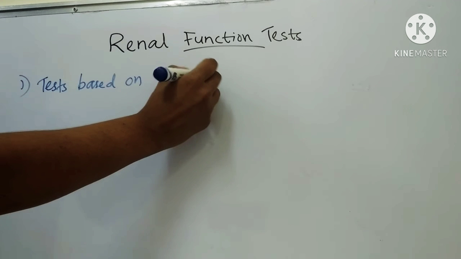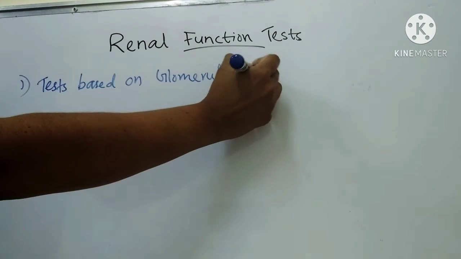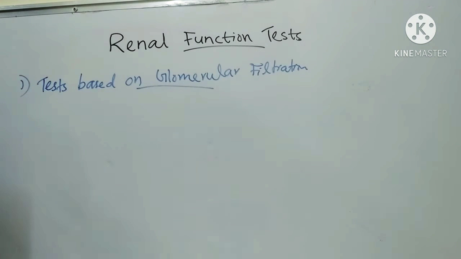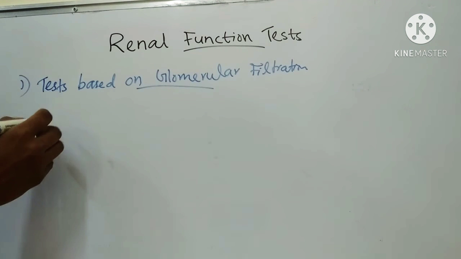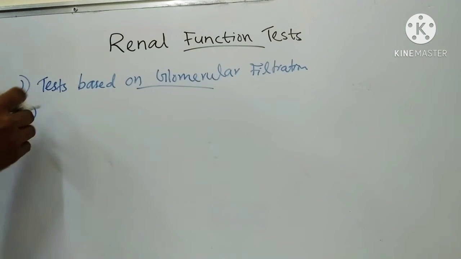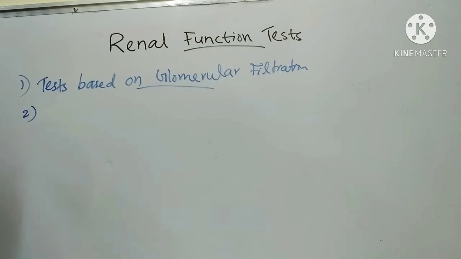This includes the urea clearance test, endogenous creatinine clearance test, inulin clearance test, and Chromium-51 EDTA clearance test. Then the second type is tests to assess kidney diseases.